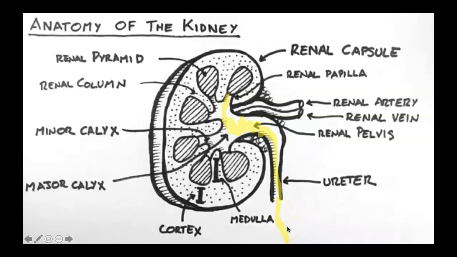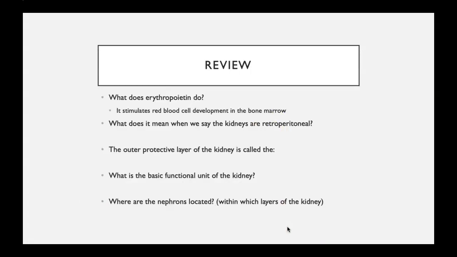What does erythropoietin do? Well, we didn't talk about it too much, but we've discussed it previously. It's created by the kidneys and it stimulates red blood cell development in the bone marrow. What does it mean when we say that the kidneys are retroperitoneal? Well, that means that they are not within the cavity formed by the peritoneal membrane. And then that's it. Next question.